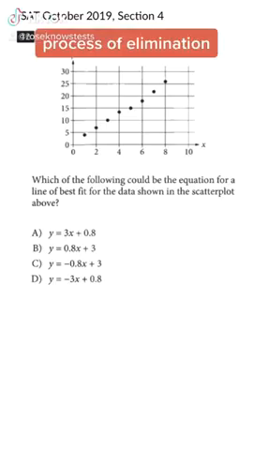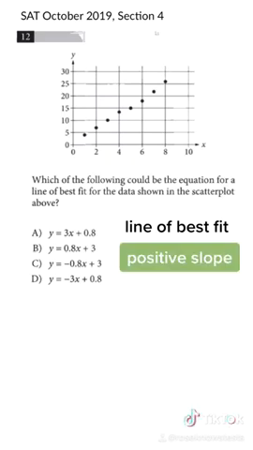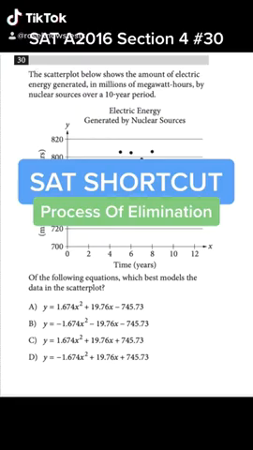We can use process of elimination to quickly solve this line of best fit problem. First, we can see from the graph that the line of best fit has a positive slope, so let's eliminate C and D. If we draw the line of best fit, we can see that the y-intercept is close to 0, so the correct answer is A.